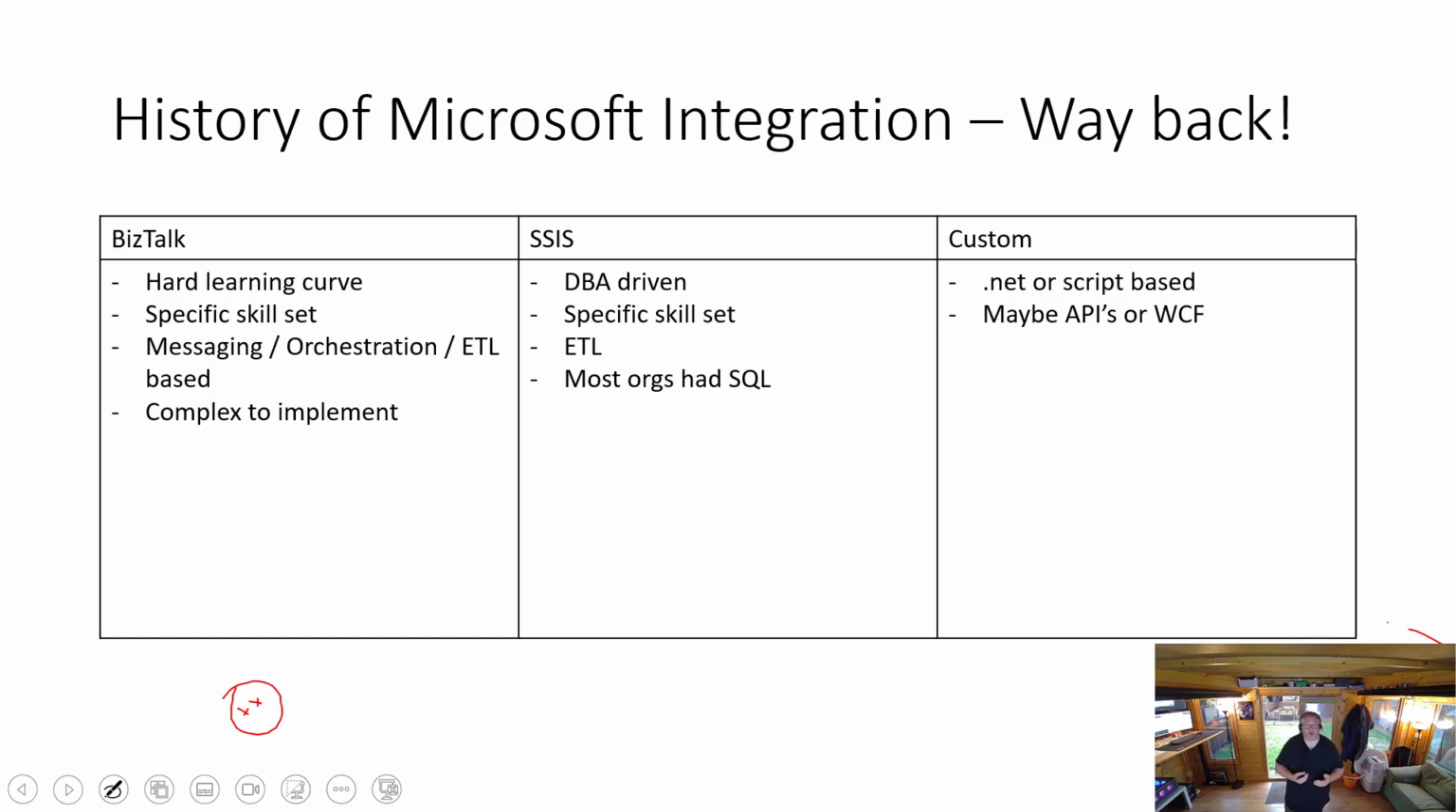The third one was really custom development. This is based around either .NET code or script-based solutions. Maybe you built APIs, maybe you built WCF components. Historically, this was a really common way customers would implement integration solutions, just with custom code, not necessarily leveraging a platform like SSIS or BizTalk. Maybe it was just a console app or a web service in IIS or something like that. Interestingly, I think back to when we had big BizTalk implementations, doing sales for BizTalk, the biggest competitor for BizTalk was usually custom development.